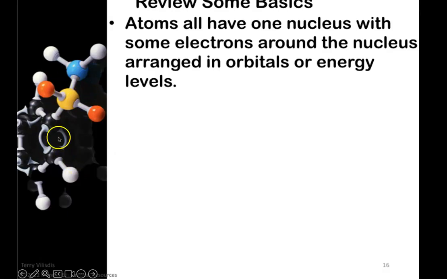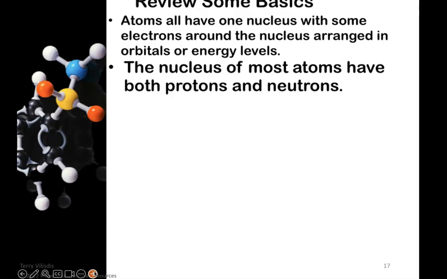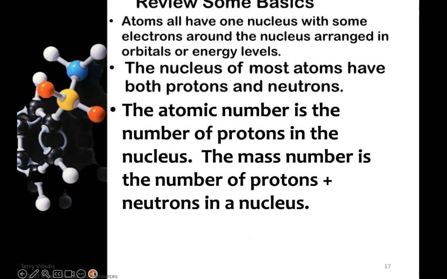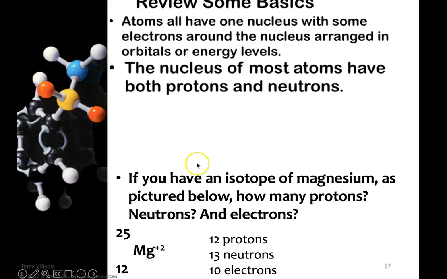So we've got a little molecule over here. Don't forget that atoms have a nucleus discovered by Rutherford, with the electrons around the nucleus arranged in energy levels and orbitals. Every energy level is divided into an orbital. Don't forget the protons and the neutrons in the nucleus. And don't forget your atomic number is your number of protons in the nucleus, and the mass number is the protons plus the neutrons. And so if you had an isotope of magnesium with 13 neutrons, we would write its symbol like this. And of course, this magnesium has given away 2 electrons.